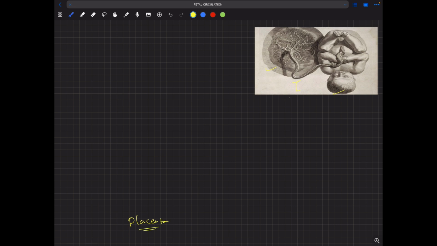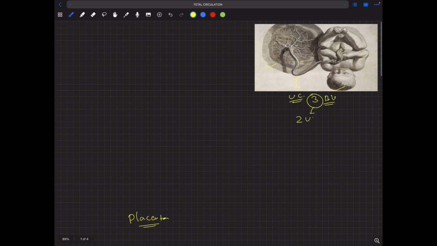This umbilical cord consists of three blood vessels. Out of them, there are two umbilical arteries and one umbilical vein. This one umbilical vein, we can also call it the left umbilical vein.